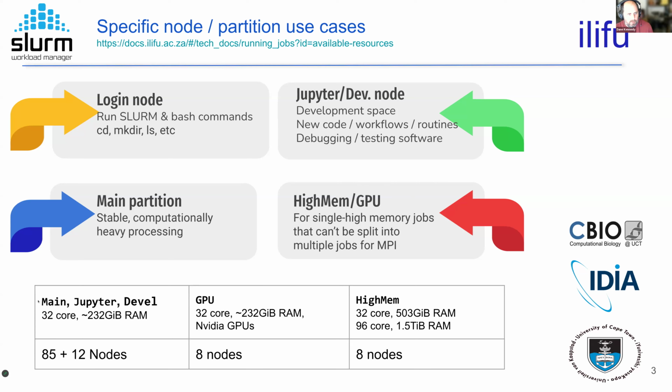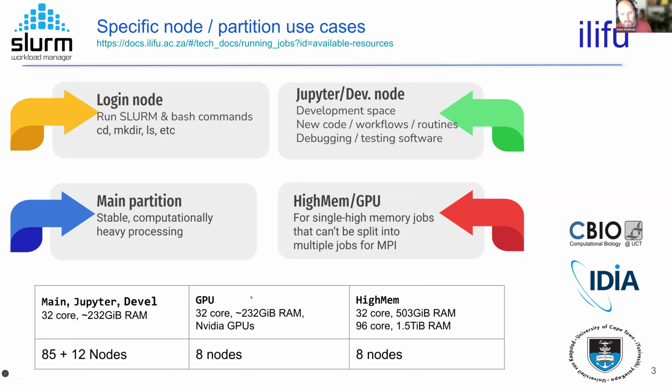So the nodes in the main Jupyter development partition mostly have 32 cores and about 230 gigs of RAM available. This varies a little bit. So we've got some 48 core machines in there as well, and some have a bit more memory available. But it's roughly what it is. And we've got something like 95 of those. I don't know if these numbers are quite accurate right now. And we've got 8 GPU nodes.